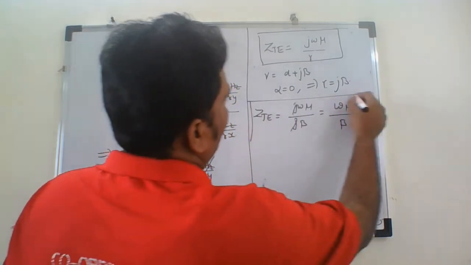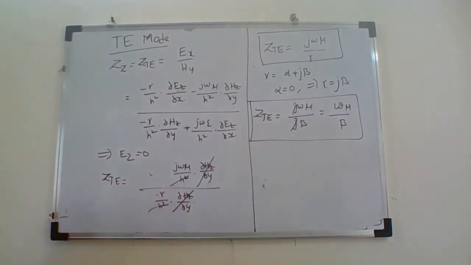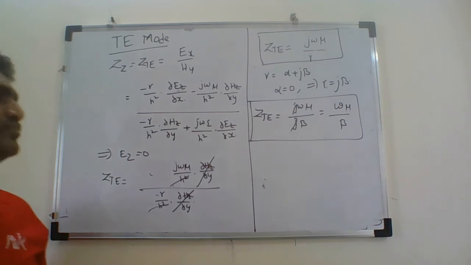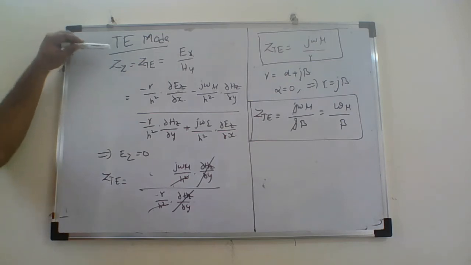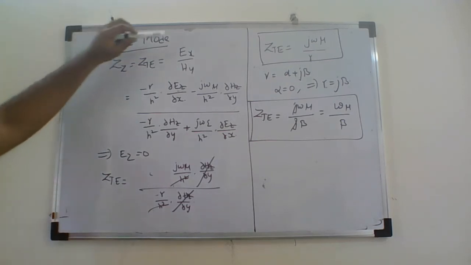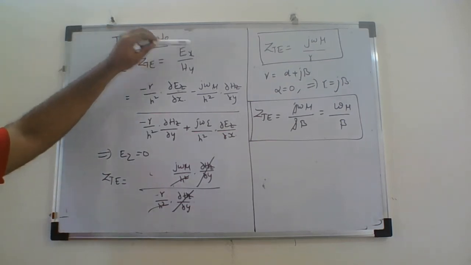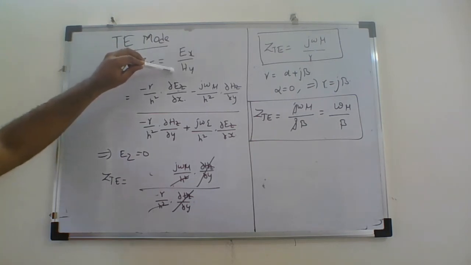So this is one expression for the wave impedance ZTE. Simple thing. Wave impedance means the ratio of the electric field in one transverse direction to the magnetic field in the other transverse direction.